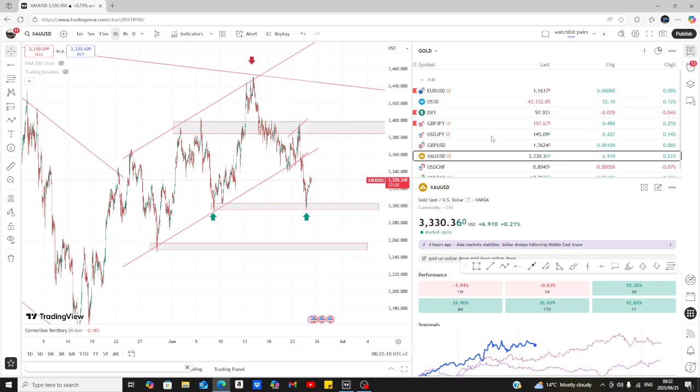So that's all for today. Euro USD, I'm currently holding a short position, and GJ, I'm currently holding a long position.